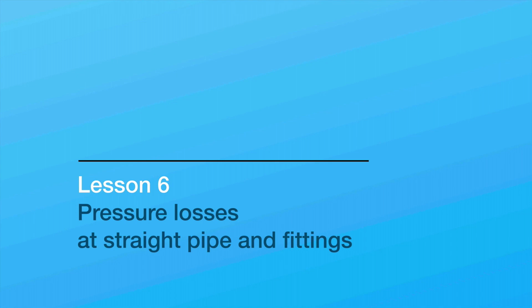We are starting now lesson number 6, pressure losses at straight pipe and fittings. In today's lesson, we will analyze how the pressure losses can be calculated for straight pipe, for valves, and for pipe fittings. Fittings, I mean, such as elbows or tees, and valves, butterfly valves, globe valves, gate valves, etc. So let's start with the lesson.